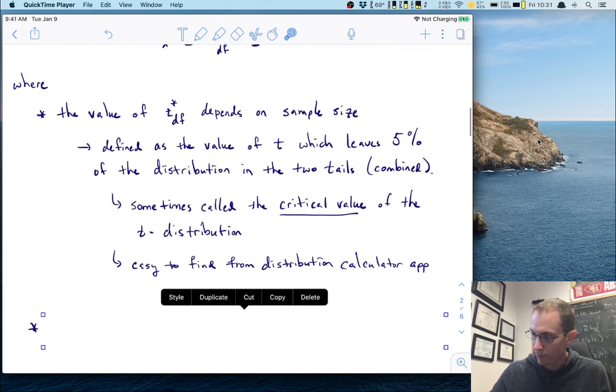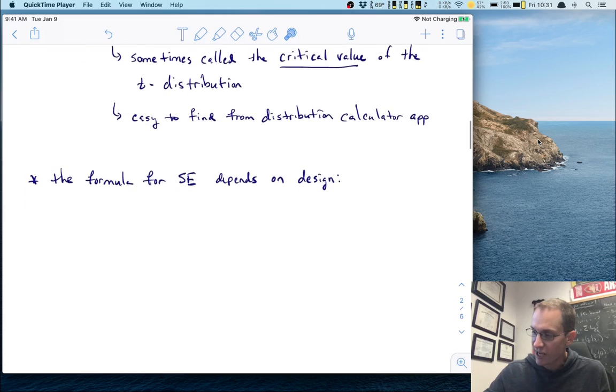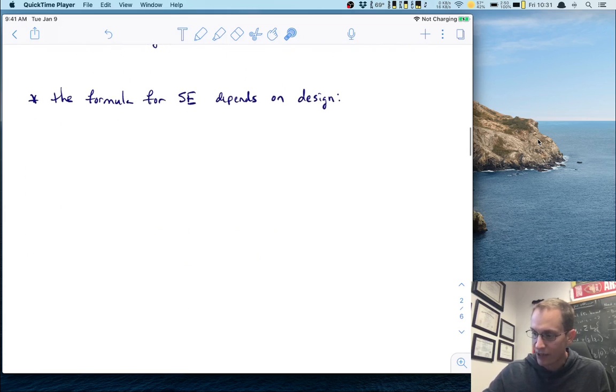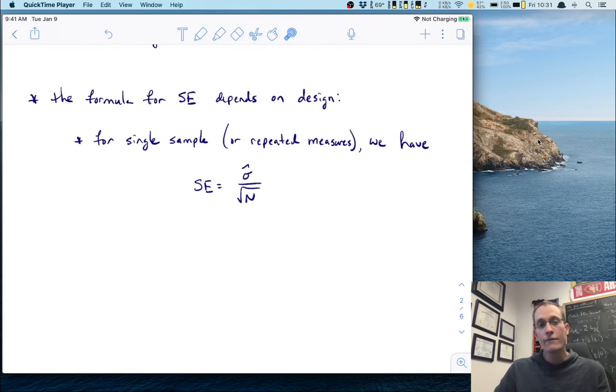What about the standard error? Well, the formula for the standard error is going to depend on our design. So if we're using a single sample, the things that we started with this semester with t-test, or even repeated measures, then we have a very simple formula for the standard error. It's just sigma hat over the square root of n. Okay?